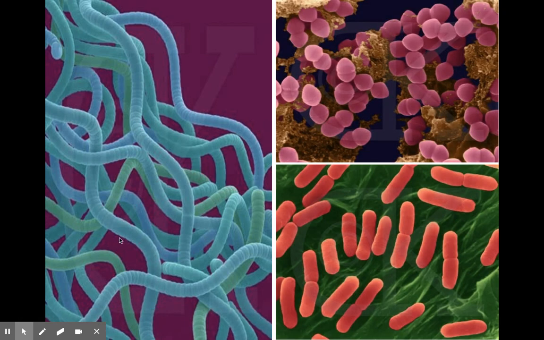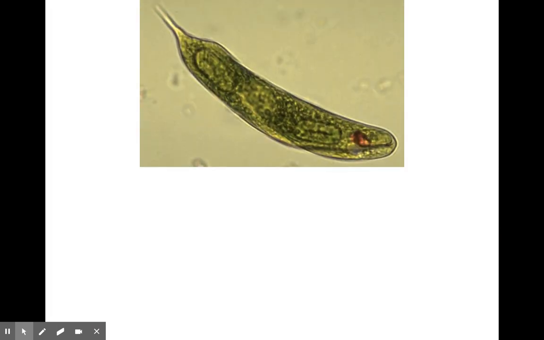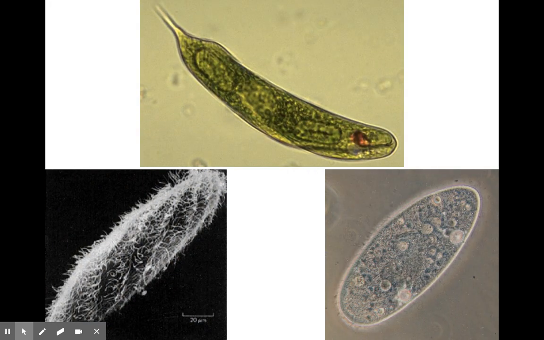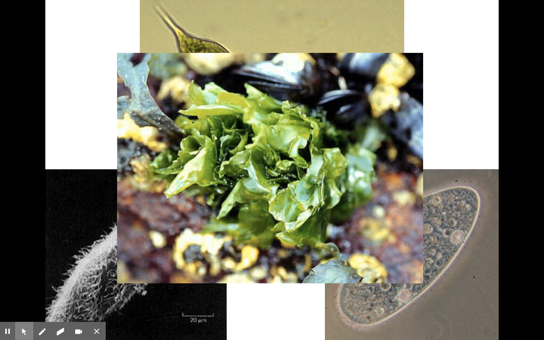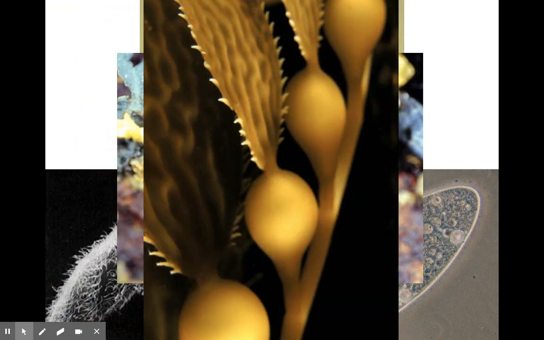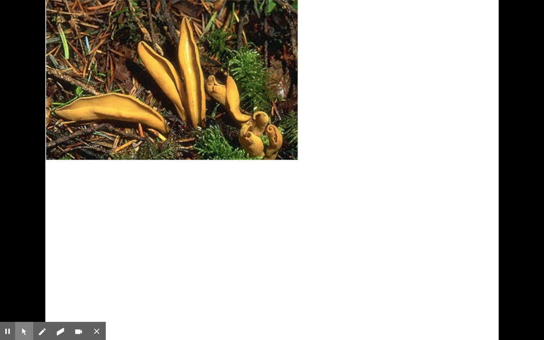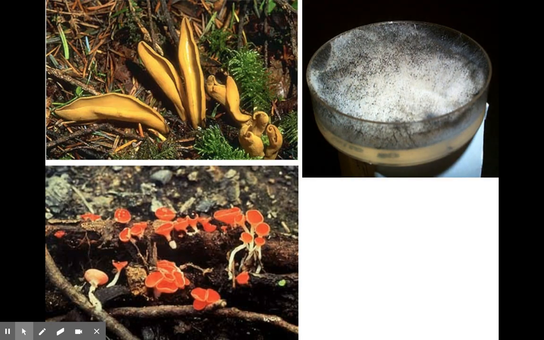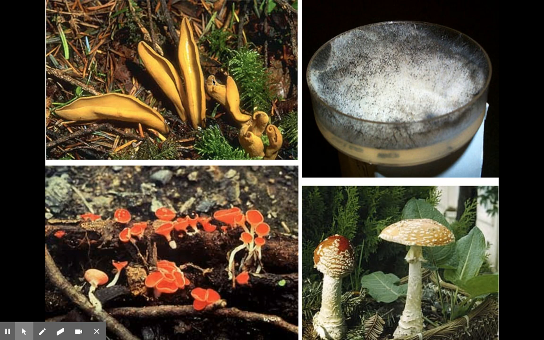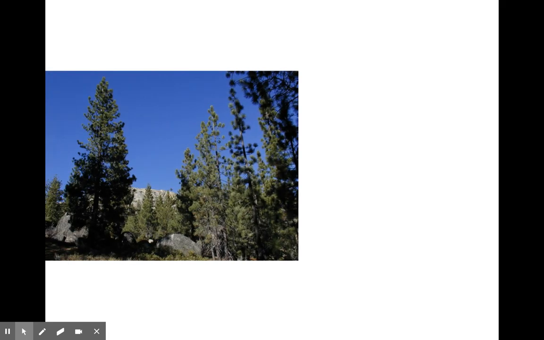So here are pictures of bacteria. They do cellular respiration. Here are pictures of protists, those single cell organisms. They do cellular respiration. Protists also include the algae. And then here are some fungi, and mold is in the fungi category. Fungi all do cellular respiration.